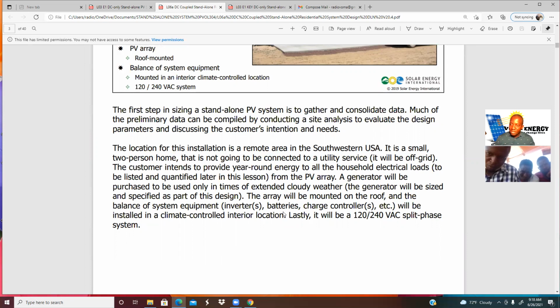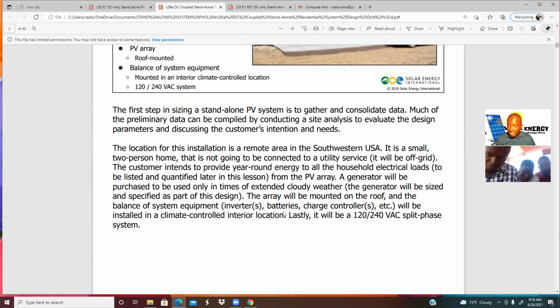You want to do a site analysis. Site analysis, in the sense you want to go on the site, number one, to assess the site to see if they have the space to do your mounting. Secondly, you want to know where they're going to store the battery. If the people have a small house, they want to put a battery in the bathroom, you're not going to do that.